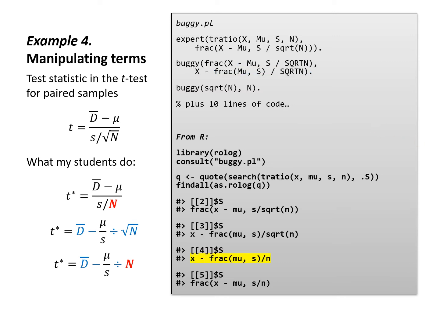Note that Prolog is actually able to combine the buggy rules, so we need not take care of this ourselves. So in the 4th example, you see the combination of the 2 buggy rules, the thing with the parentheses in the fraction, as well as the omitted square root.